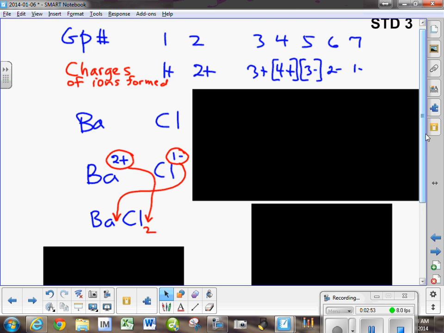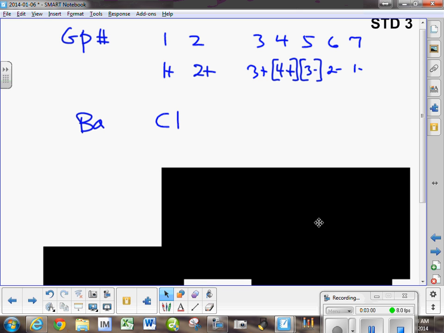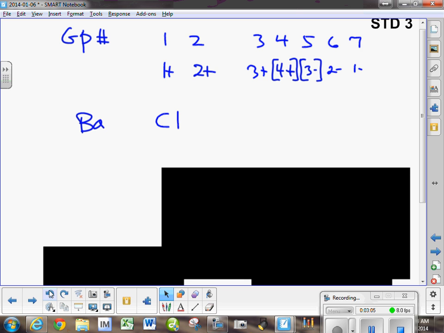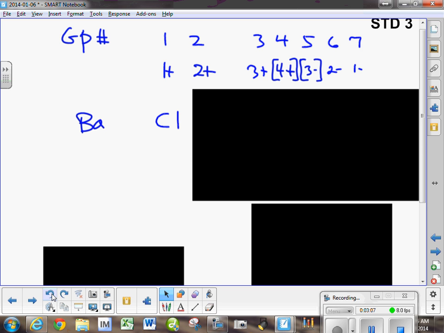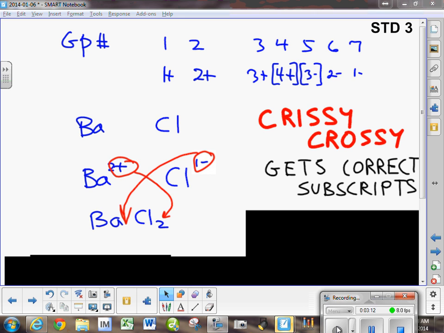Okay, let's go ahead and clear that out, and let's look now over at this little thing. So we use Crissy Crossy, which gets us the correct subscript for each of the atoms in the molecule. And the other thing that's important, what's the other important thing about that molecule? What does the overall charge on the molecule have to be?